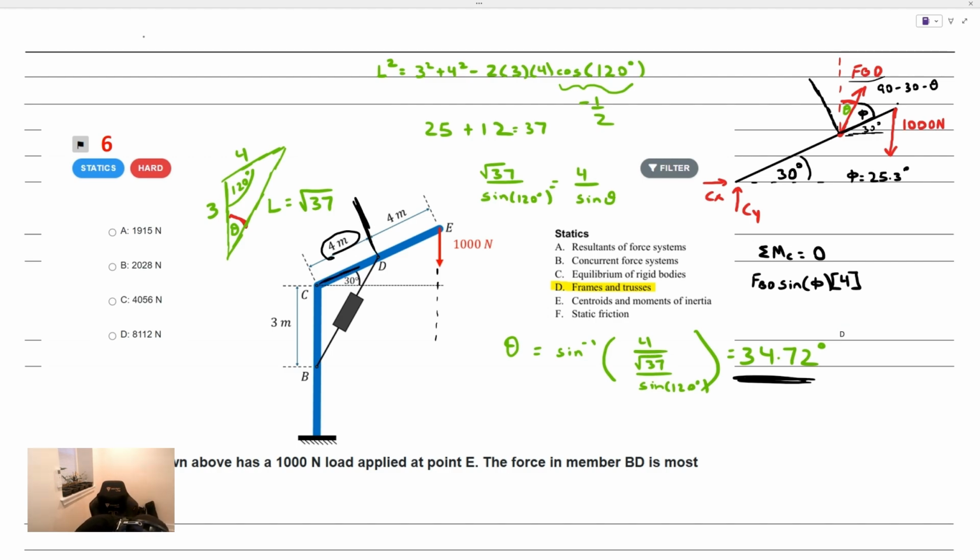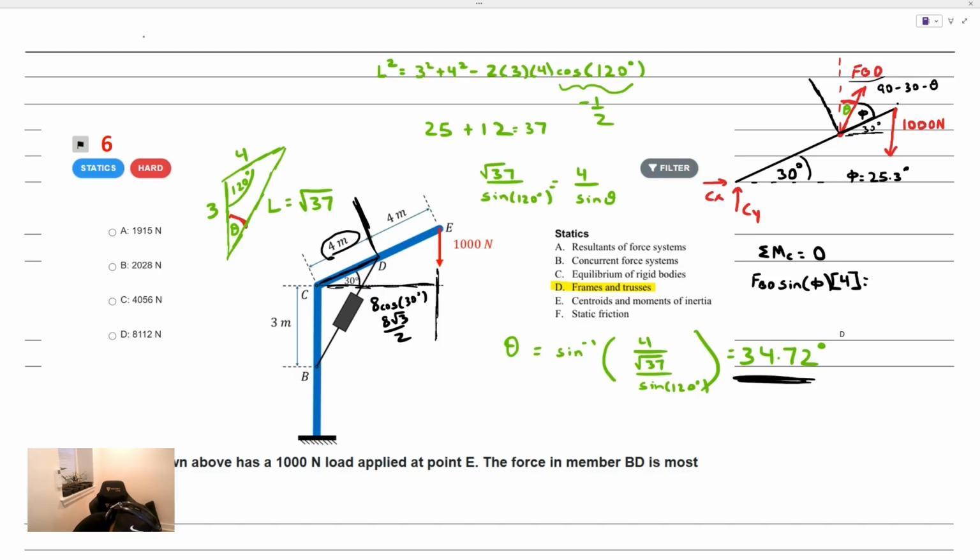And it's important when you're taking a moment, you're looking at the perpendicular distance, pretty much the closest distance to that force's line of action. You could see for that 1,000 Newton force, for instance, it's going to be this distance right here. That's 8 cosine of 30 degrees, or 8 root 3 over 2.